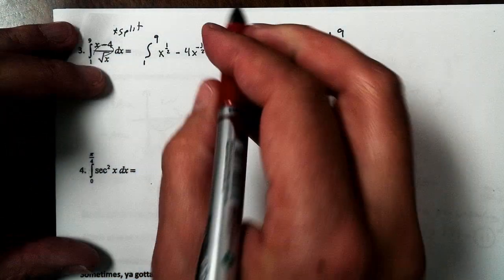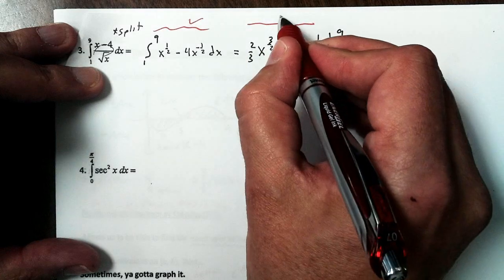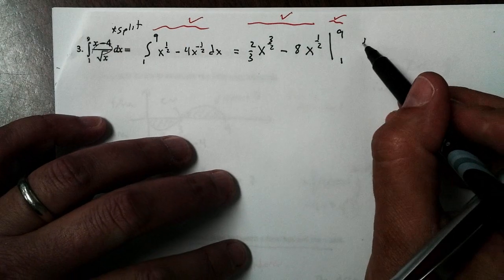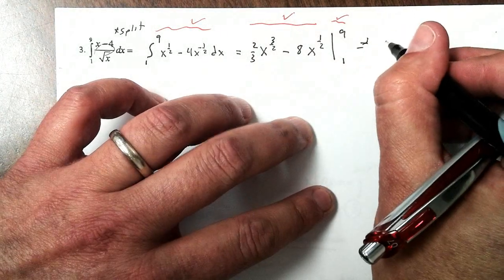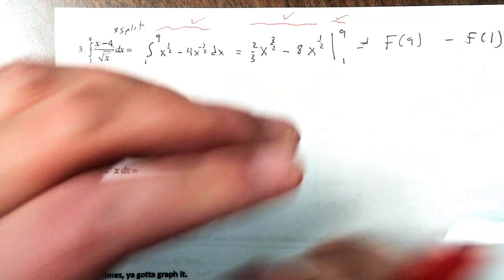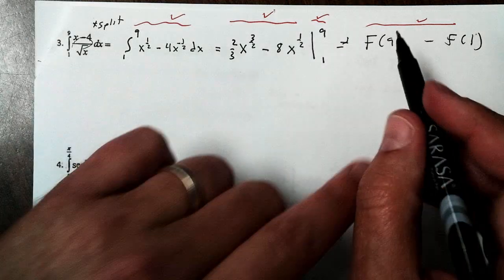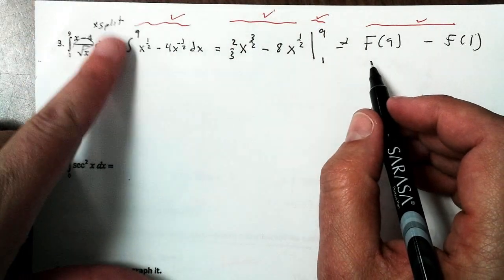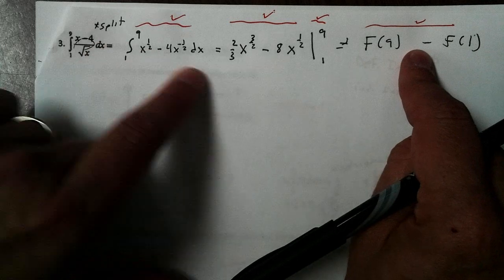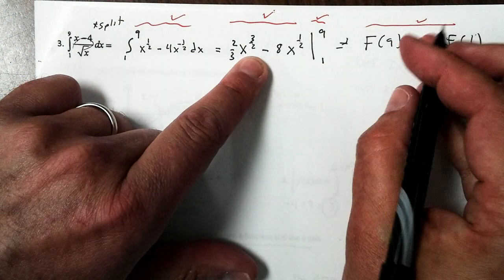Notice the steps I'm looking for. Did you rewrite it? Check. Did you write your antiderivative? Check. Next, evaluate the integral at 9 minus f of 1. Show this step. Check. Because what we're doing here, my FTC says to evaluate the area, I look at the difference in the values of the function. We're going to talk about why that is graphically later on.